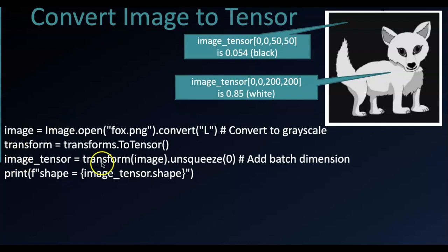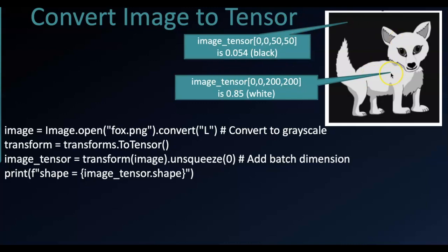So how does this new image tensor variable correspond to our fox image? Well, let's say I want to look at this 1 pixel, 50 columns and 50 rows over right here. It's a black pixel. Well, I could say image tensor, give me the 0th image, there's only one, the first channel, which with black and white, there's only one channel, and then the width and the length, and it'll give me a number close to 0.